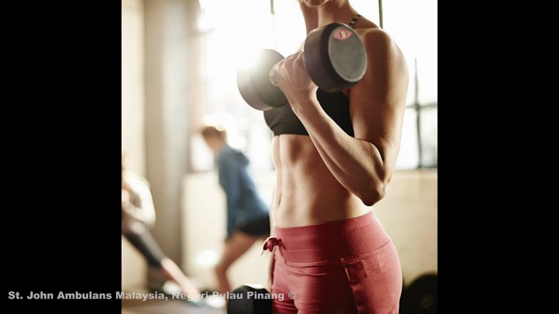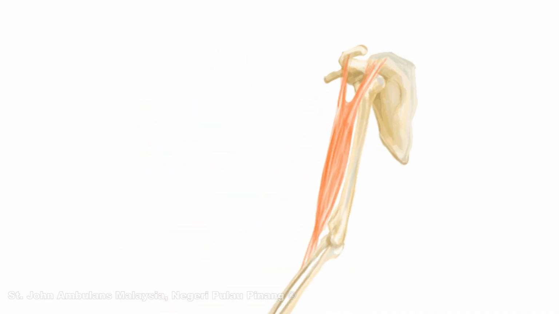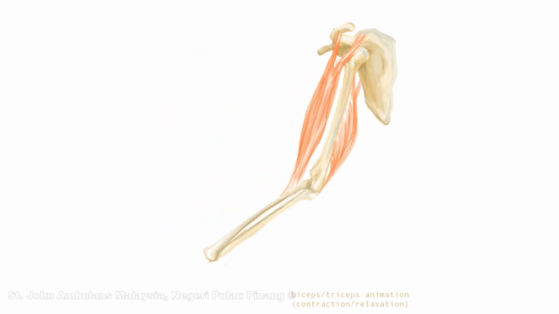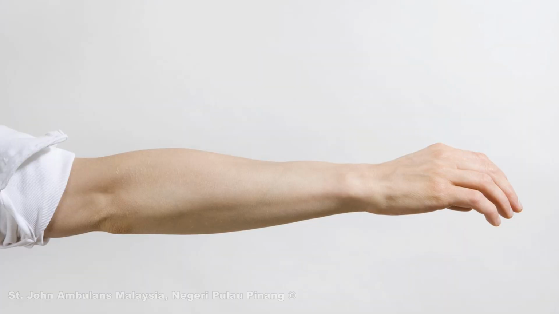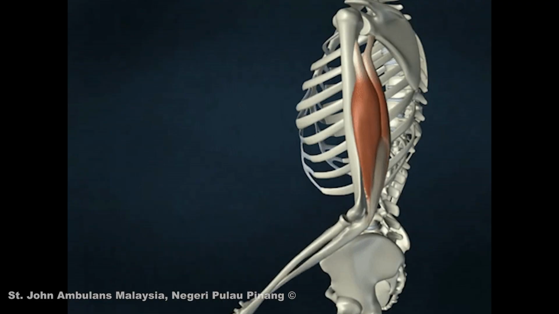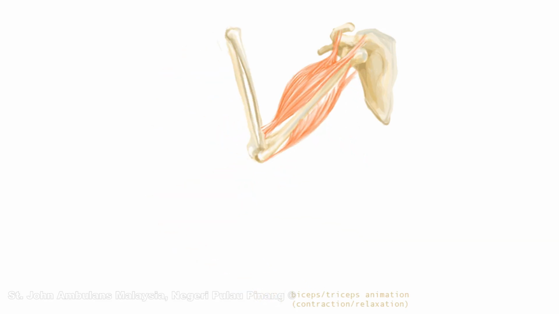When the elbow flexes, it is because of contraction of the bicep muscles. When the bicep muscles contract, the muscles opposite to it, the tricep muscles, relax. And when the elbow extends, the tricep muscles contract and the bicep muscles relax. So this basically forms a hinge joint.